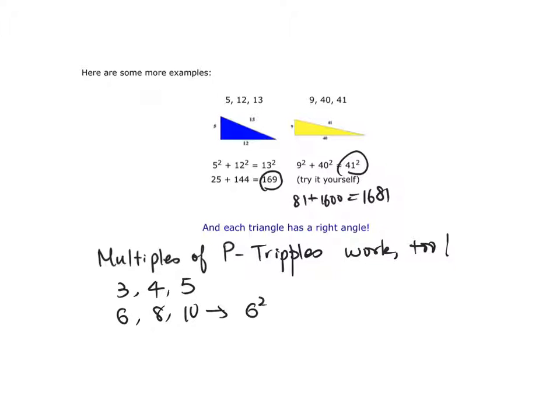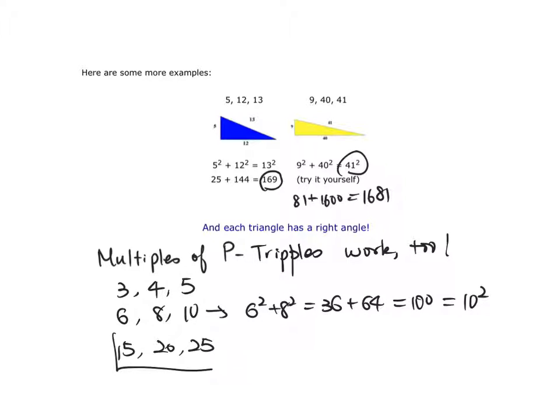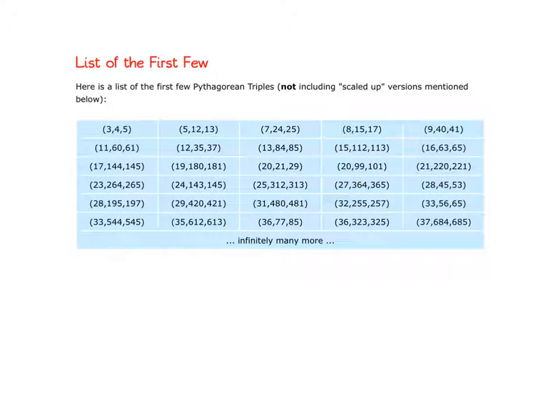So let's double check on that. 6 squared plus 8 squared, that's 36 plus 64, which becomes 100, and which equals 10 squared, right? So I can multiply the 3, 4, 5 by 5. So 3 times 5 is 15, 4 times 5 is 20, 5 times 5 is 25, and this would give me a right triangle as well. So the multiples of Pythagorean triples work as well.